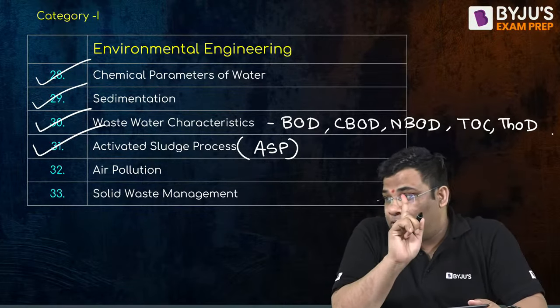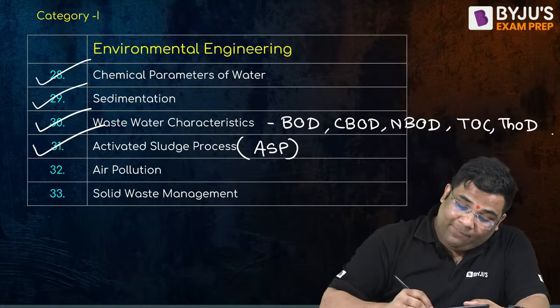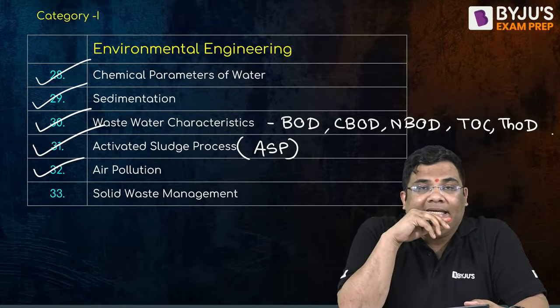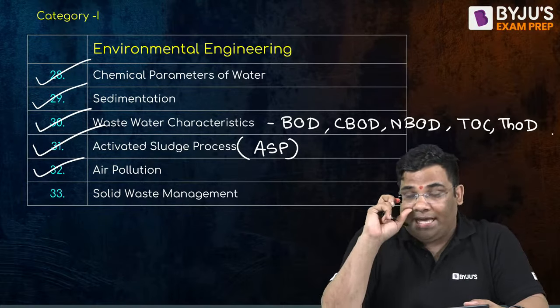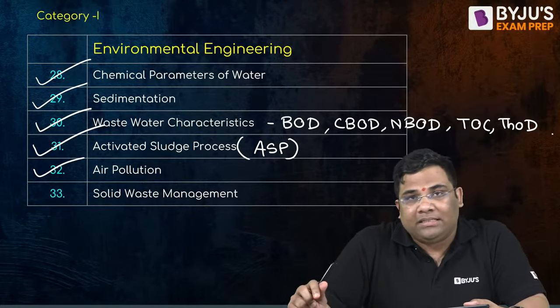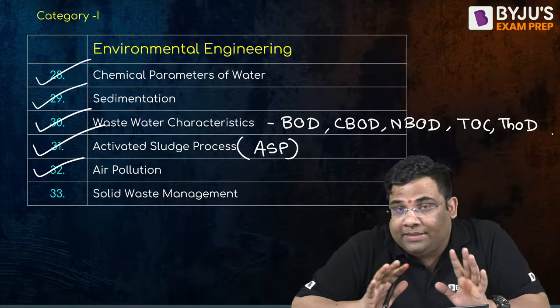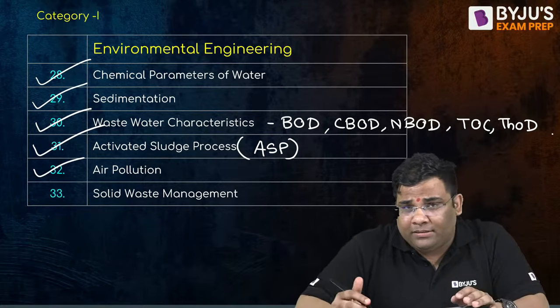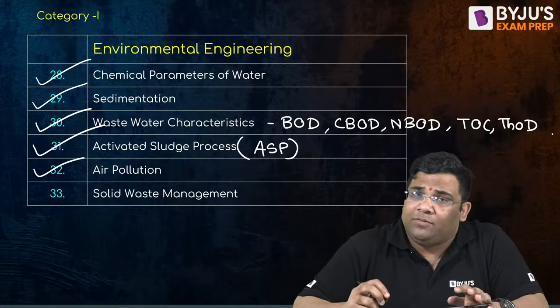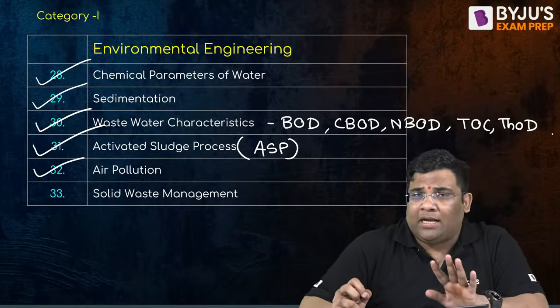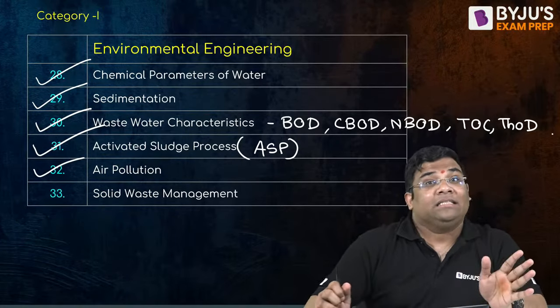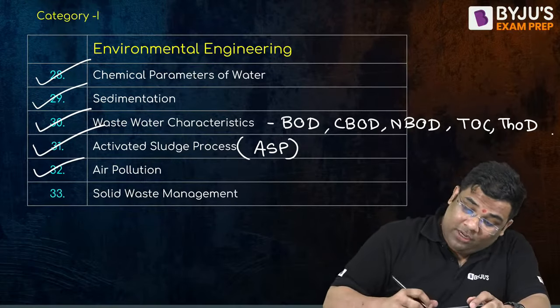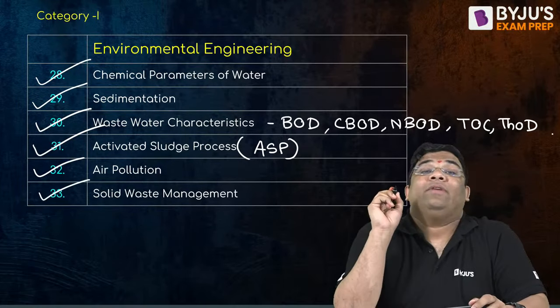Then we have air pollution. Air pollution is very important. In air pollution, you should mostly study two things: the concentration of air pollutants, how to express the concentration of air pollutants, and the air pollution models, the dispersion models. And a third thing I will add is the different air pollutants and their harmful effects, directly asked in the examination.